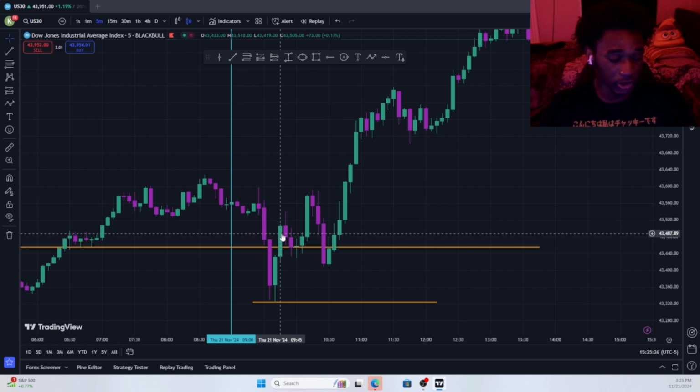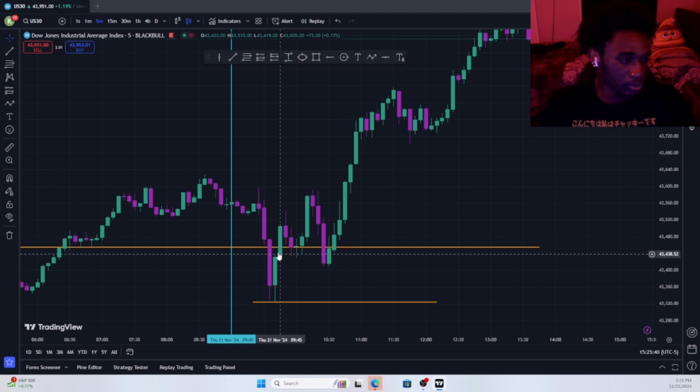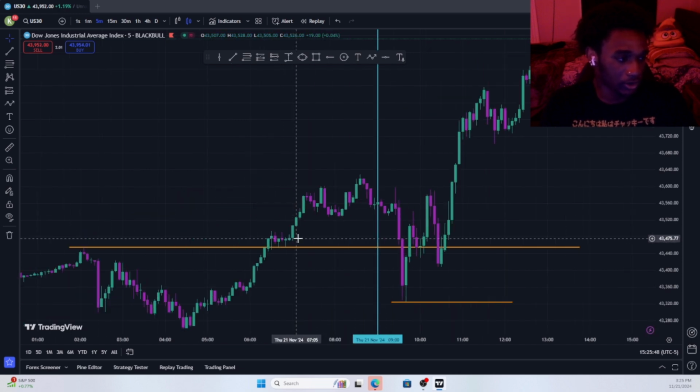I still didn't take the trade because I look for entries at either 9:30 a.m., 10 a.m., 10:30 a.m., or 11 a.m. So as you guys can see, price broke out of this zone at 9:45, right? So I didn't take that trade. I wanted to wait and make sure we got a good entry on this trade.